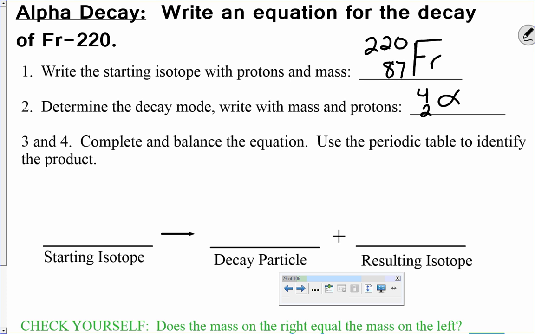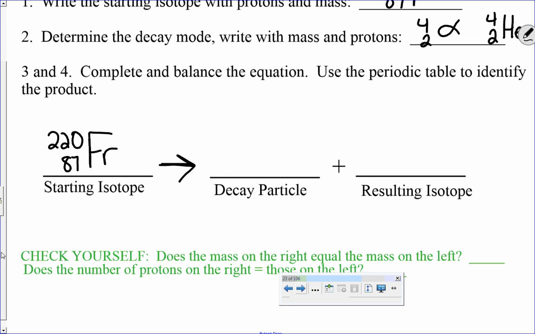Our alpha particle can be written with the little alpha symbol and a 4 on top and a 2 on bottom, or you can write it as a helium nucleus. So we're going to start with our starting isotope, which is 220, 87, Fr. Then we always have a little arrow indicating that this is decaying, so our reactant in this case is francium-220. Our decay particle we write first, then a plus sign to show our other product. Because we have 220 up here, this is like an equal sign in math. This is like 4 plus x over here.